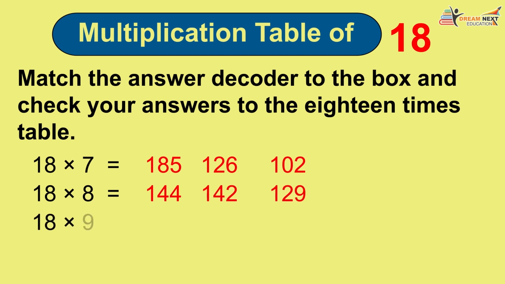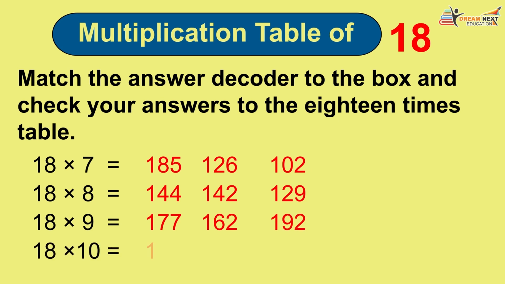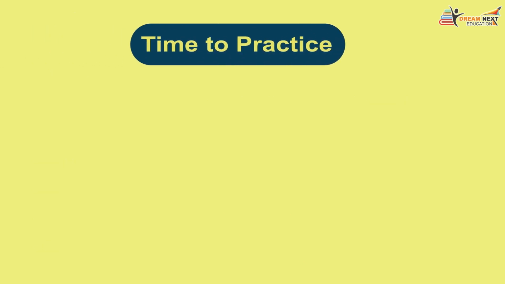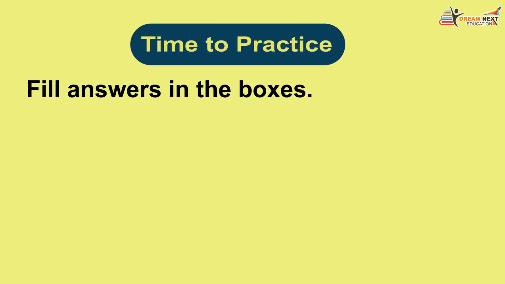144. 18 into 9 is equal to 177, 162, 192. 162. 18 into 10 is equal to 173, 155, 180. 180. Time to practice. Fill answers in the boxes.